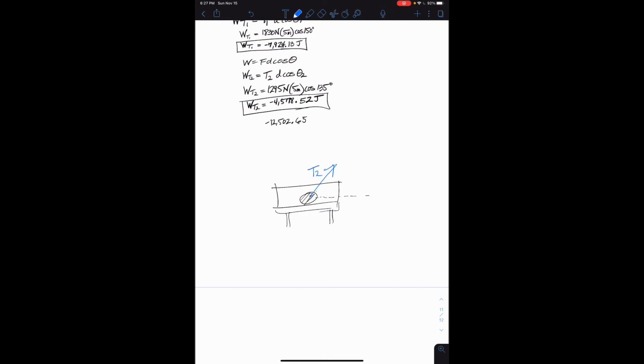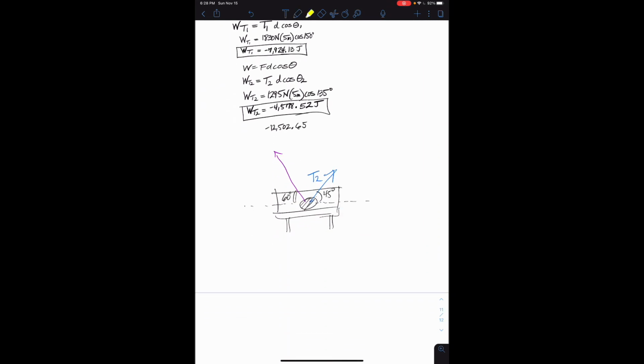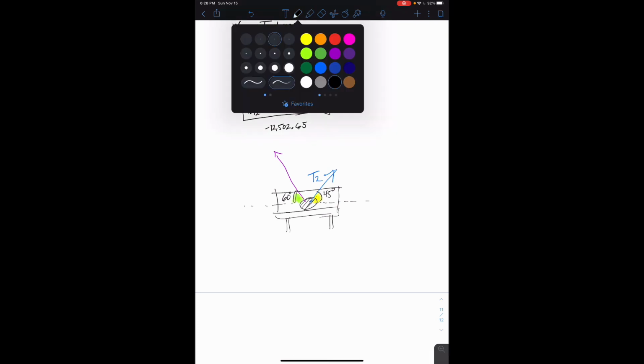And we had T1, which we said was purple. We had it pointed at 60 degrees to the horizontal. Not sure what color I gave those. Was it green, yellow? Okay. So let me label this.